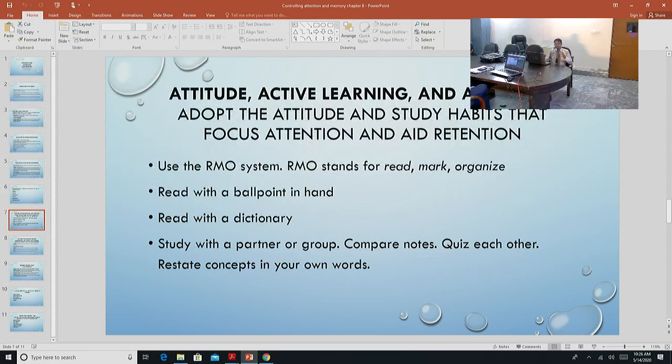And we know that they always have a ballpoint in their hand so that they are ready to make notes. Because making notes or taking notes plays a very important role in your learning. It means that you are displaying an attitude which is required from a good student. It means that you are focused. It means that you want to do your business.